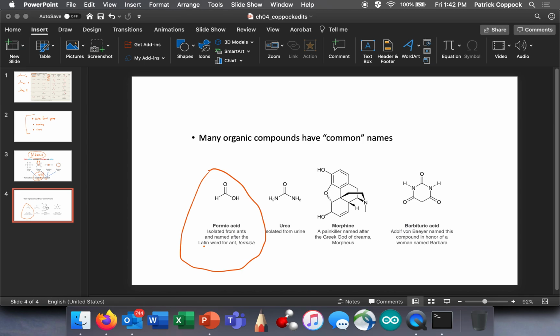So I wouldn't put formic acid on there right now, but it's things like that you would want to put on there. All right, so welcome to Organic Chemistry. Hang on for the ride. I hope it's as delightful for you as it has been for me.